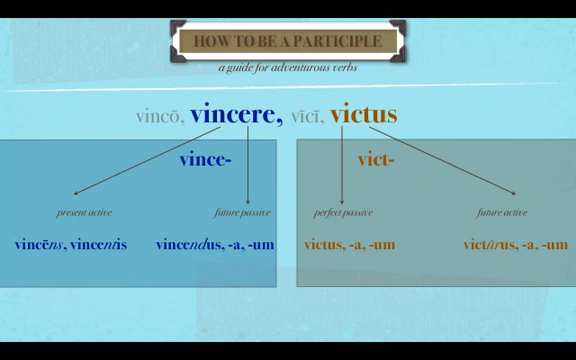So, vincens, vincentis, present active, and it means winning. Vincendus, about to be won, or just to be won. Victus, having been won, or just won. That could also mean defeated, or having been defeated. And victurus, about to win.